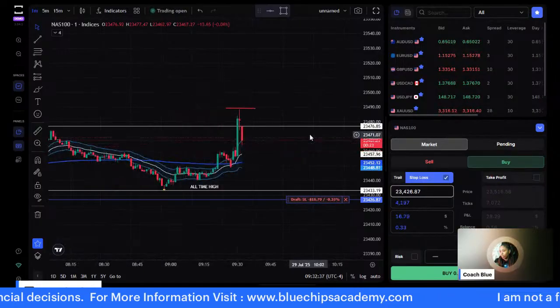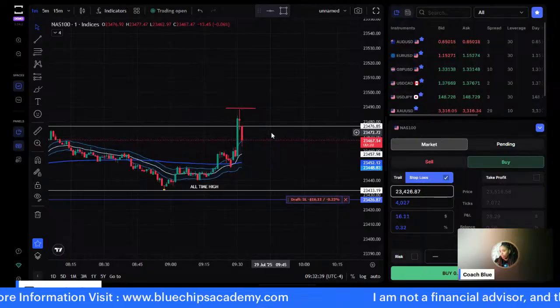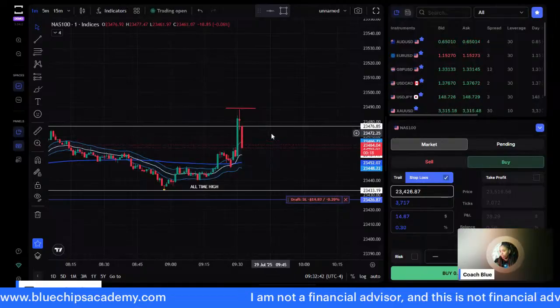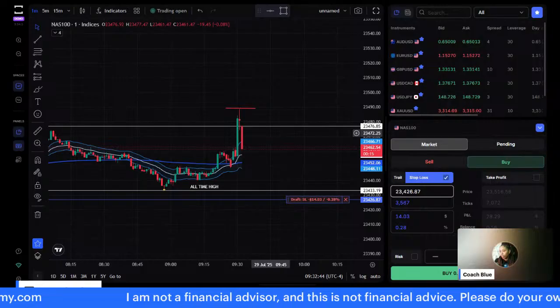Oh, we're getting some strong volume to the downside. Hopefully price can hold around here and not come all the way down. Let's see.